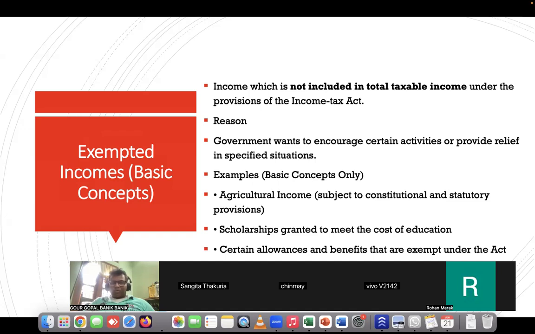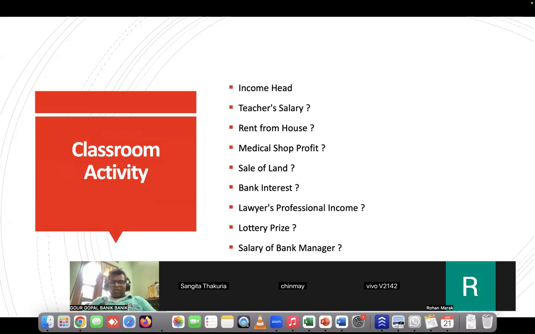There's a very big chapter, exempted income. So you have to think why government has exempted some income. So this thing, can you tell me, फटाफट फटाफट बोलो, इसका हेडिंग बोलो, टीचर का सैलरी कौन सा हेडिंग में जाएगा? एक बच्चा बोलो, टीचर का सैलरी कौन सा हेडिंग में जाएगा 5 में?